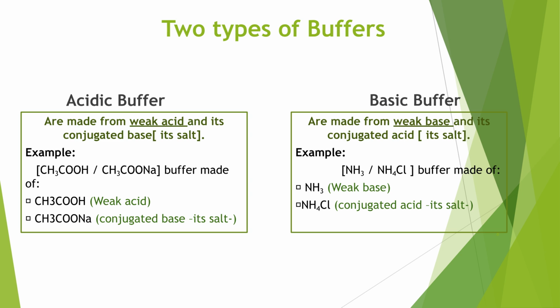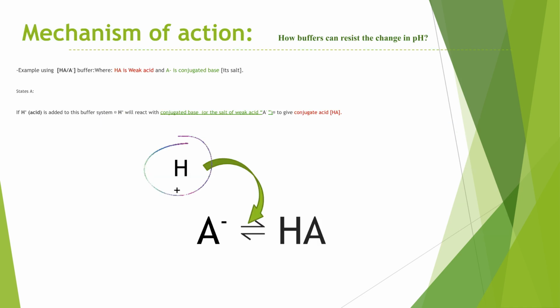Acidic buffers are made from a weak acid and its conjugate base, like the acetic acid and sodium acetate buffer. Basic buffers use a weak base and its conjugate acid, such as ammonia and ammonium chloride. When acid, or H+, is added to a buffer, the conjugate base, A-, reacts with it to form the conjugate acid, HA, minimizing the pH change.